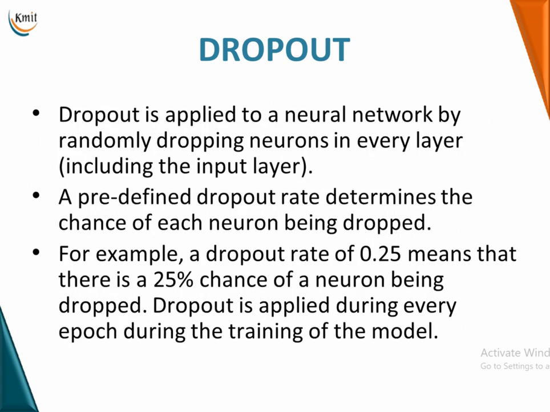Dropout is applied to a neural network by randomly dropping the neurons in every layer, including the input layer. For doing this, there is a specific dropout rate which you have to predefine. A predefined dropout rate will determine the chance of each neuron being dropped. For example, if you set the dropout rate as 0.25, then it means there is a 25% chance of a neuron being dropped whenever you are calculating an output. Dropout is applied during every epoch during the training of the model.